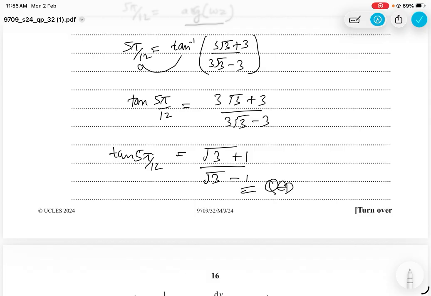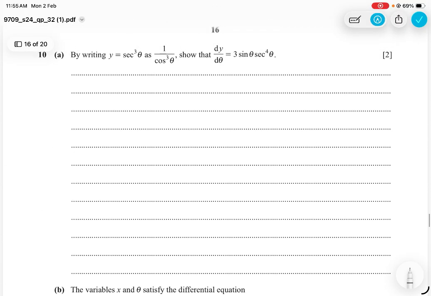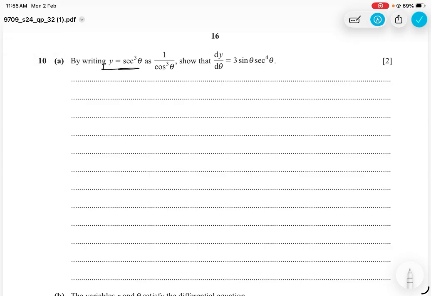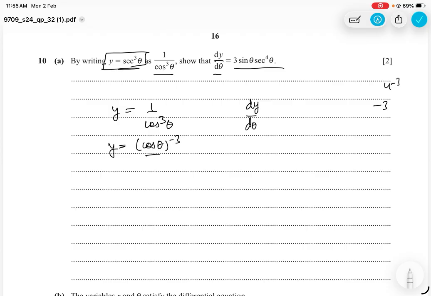Okay. Now, let us try the next one, this one. By writing y equals sec cube theta as this, show dy by d theta equals this. So what are we doing over here? We are writing y equals 1 upon cos cube theta. That is the same as y equals cos theta to the power minus 3. Applying the chain rule, dy by d theta, first take it as u. So u to the power minus 3 gives minus 3 u to the power minus 4. Agreed or not? And then multiply by u dash.